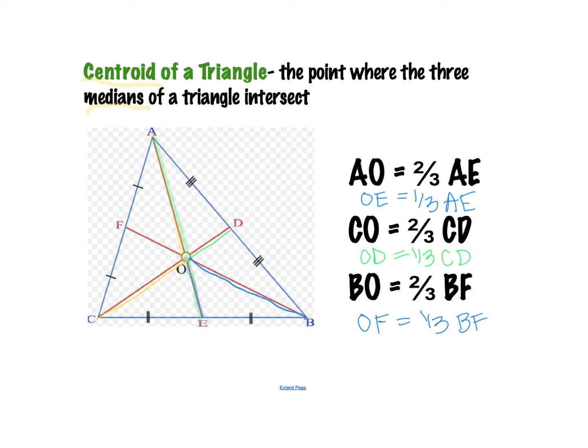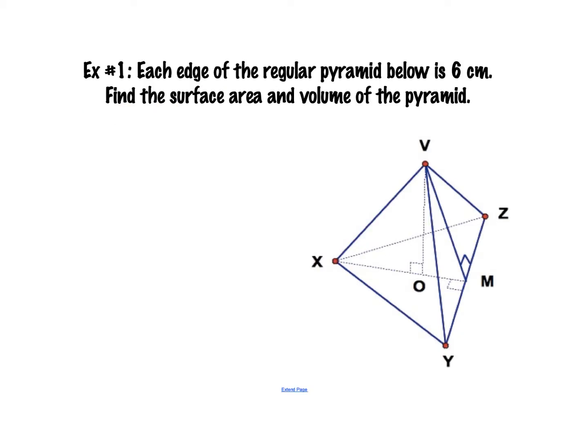We will be using an extension of the centroid theorem when we're trying to find the height of our regular triangular pyramid, which will help us in finding the volume. Here's the first example. It says each edge of the regular pyramid, note that the base is a triangle, below is 6 centimeters. That means that each base edge is 6 centimeters and each lateral edge is 6 centimeters.